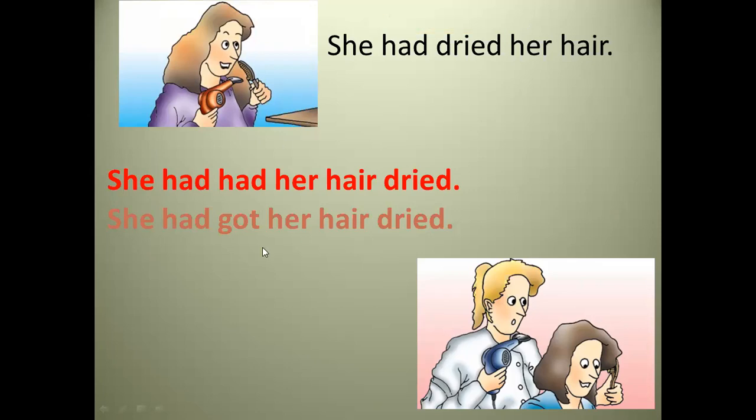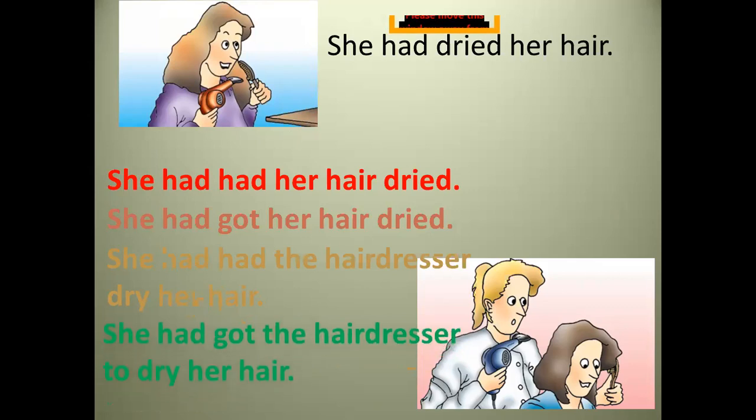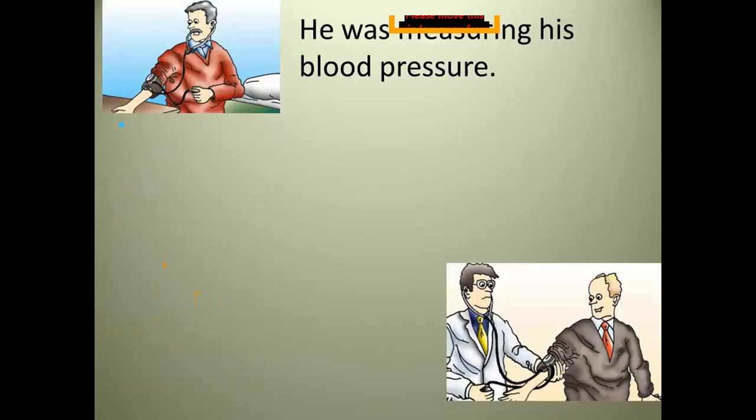Okay, so the answers are: she had had her hair dried, she had got her hair dried, she had the hairdresser dry her hair, she had got the hairdresser to dry her hair. Okay, now: he was measuring his blood pressure.